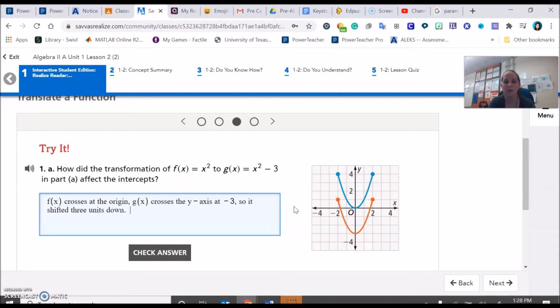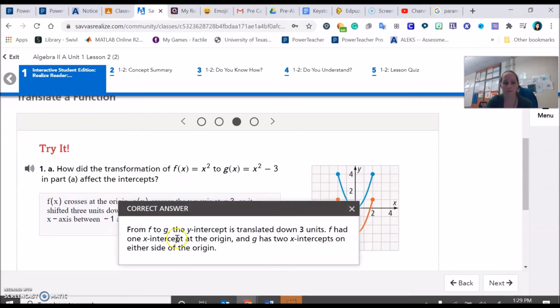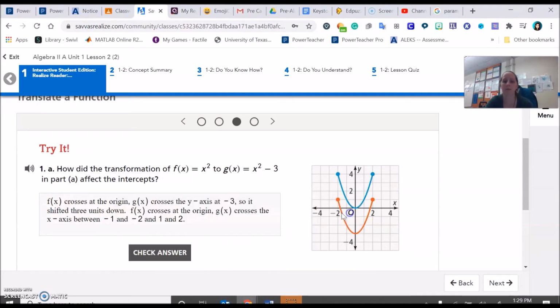For the x-axis, f of x crosses at the origin, and g of x crosses the x-axis between negative 1 and negative 2 and 1 and 2. We don't know that exact point without doing some other math for that. So we can check our answer. From f to g, the y-intercept is translated down 3 units. f had 1 x-intercept at the origin, and g has 2 intercepts on either side of the origin. Okay.